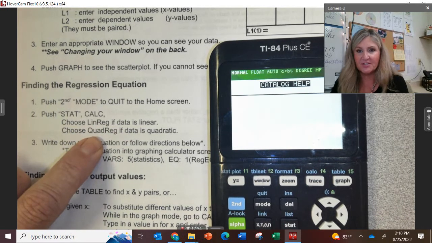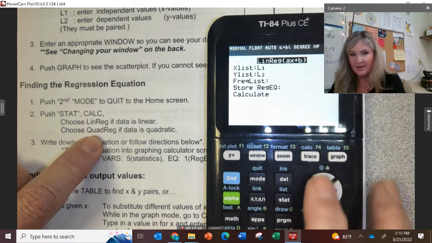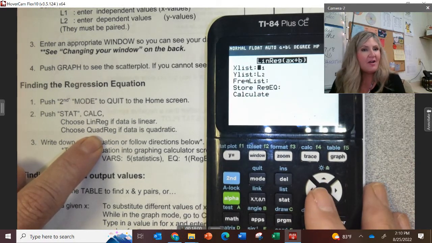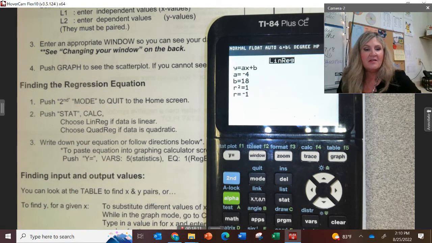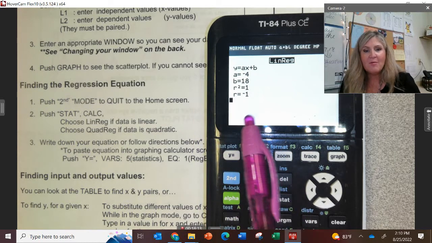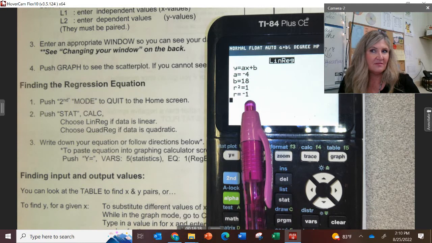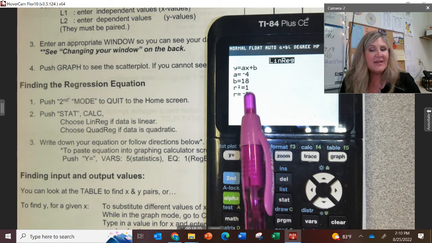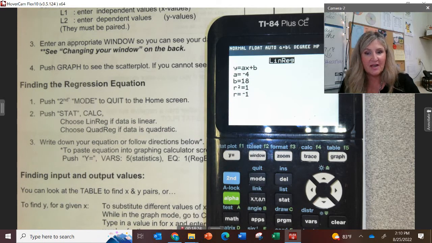I'm going to push Enter. Oops. Okay, if you have an old calculator, you're just going to push Enter again. If you have one like mine, you have to go down here to Calculate, and then you got it. Now, how many people do not see R equals? Okay, that's because we haven't turned on your diagnostics. You're only going to have to do this one time.